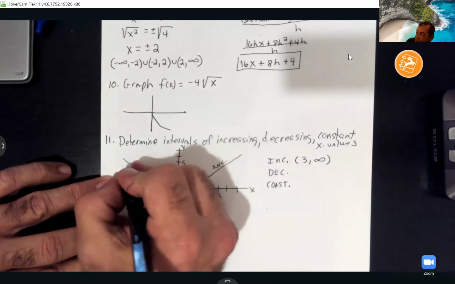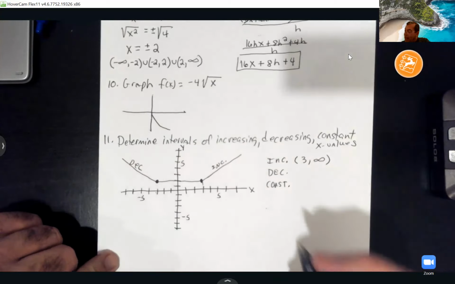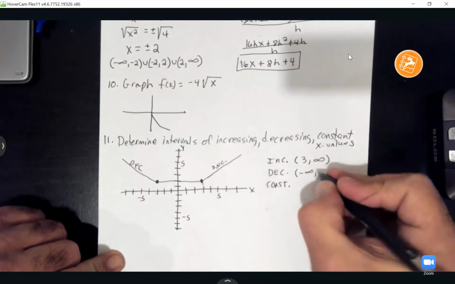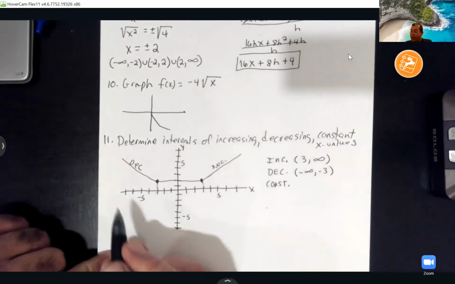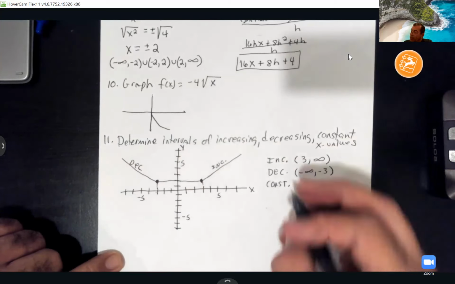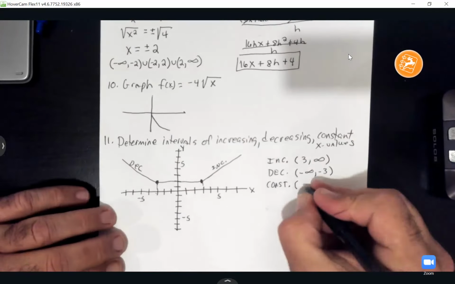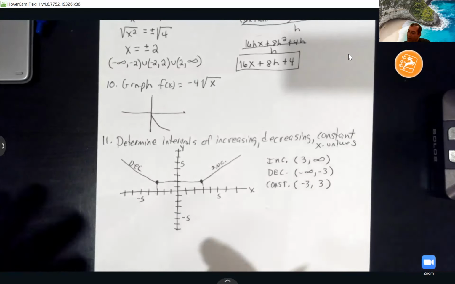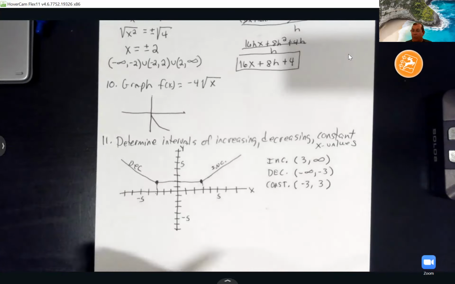So this section's decreasing, going downhill. So where does this one start and end at? Negative infinity to negative 2. That's it. Perfect. Because once again, we're just looking at our x's. So that means constant has to be what to what? Negative 3 to 3. Okay. So if y'all remember on this problem, you're only focusing on these x values, you'll be good to go, okay?